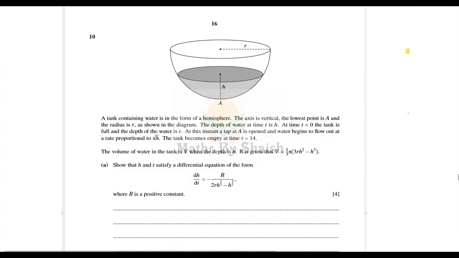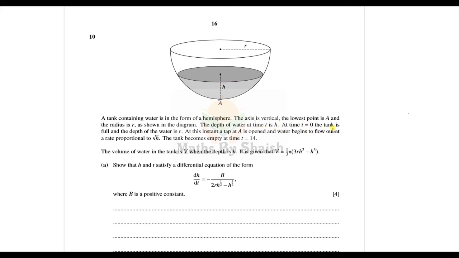So here is question number 10. Question number 10 is, a tank containing water is in the form of a hemisphere. We can see the axis is vertical, A is the lowest point, and the radius is r as shown in the diagram. The depth of water at time t is h.